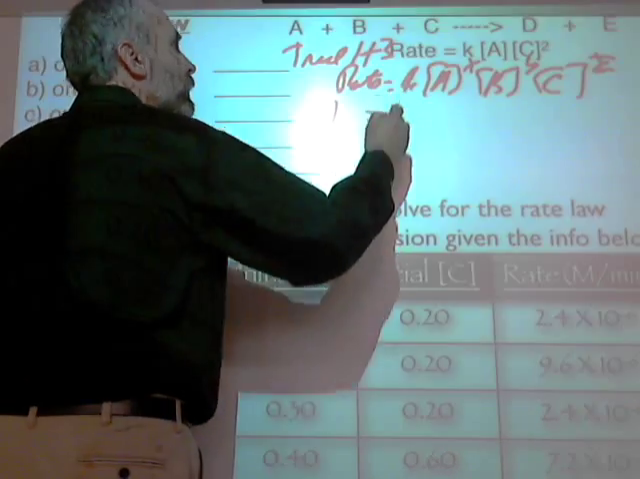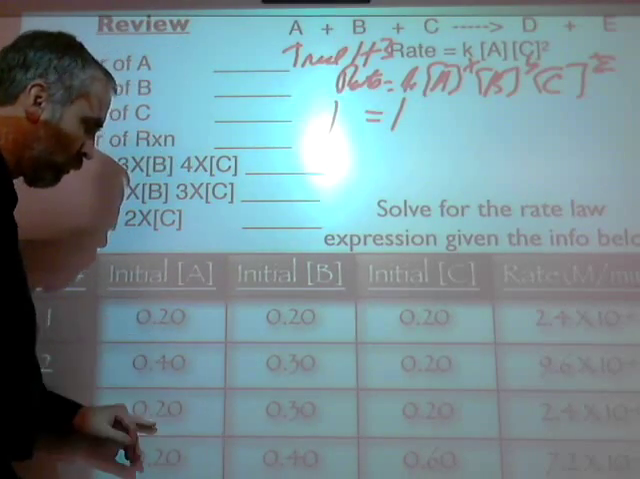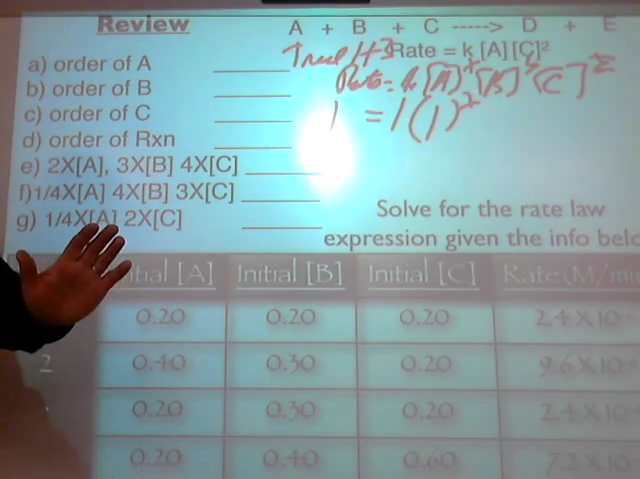What happened to the rate between trials 1 and 3? Nothing. What happened to K? Nothing if the temperature is the same. What happened to A? Nothing. 0.2, 0.2 raised to the X power. What happened to B? It went up by what factor in this case?